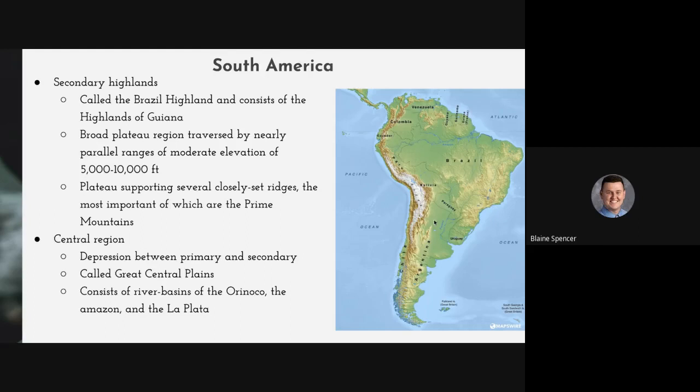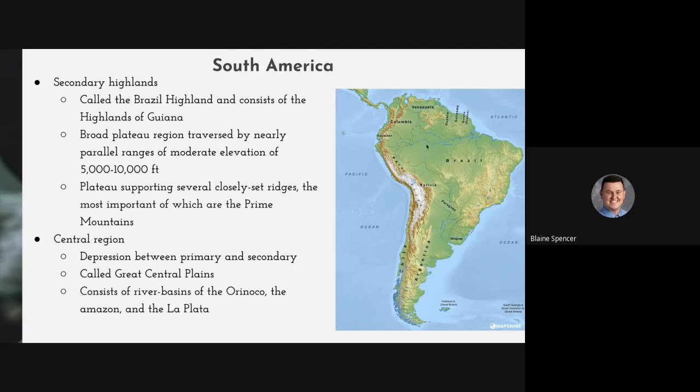All right, so the Central Depression, which is also called the Great Central Plains. Okay, this region right here. Okay, we see it in between the two. These are going to consist of the major river systems, okay? The river basins of the Orinoco, the Amazon up here, Orinoco down here, and then the La Plata.